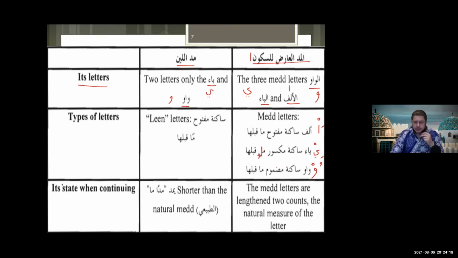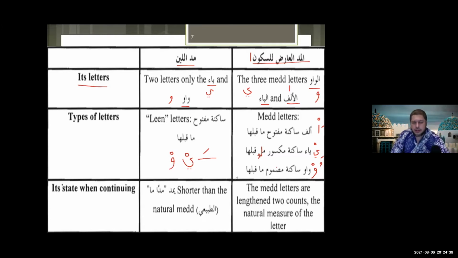Now the letters from this week, mad-leen, what comes before it is actually fatha for both ya and waw. Okay, and both are sakin. All right, very good.